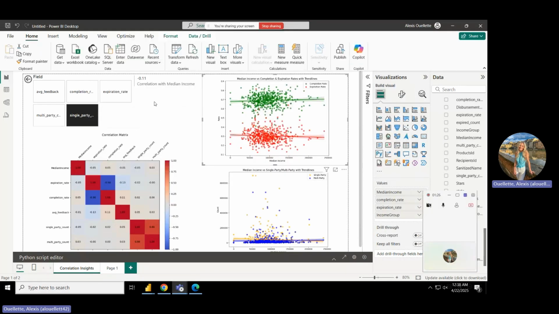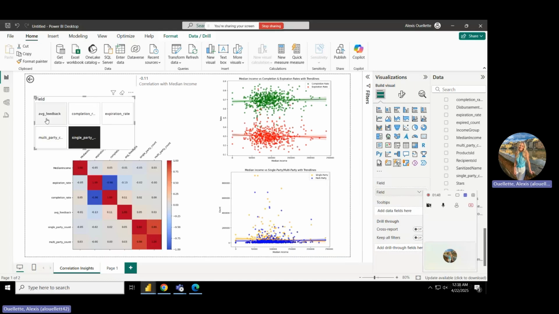For this iteration, I compared median income with expiration rate, completion rate, average feedback, single and multi-party counts. I created this correlation matrix, and then I created the scatter plots with completion and expiration rates and single multi-party counts. I made a slicer.